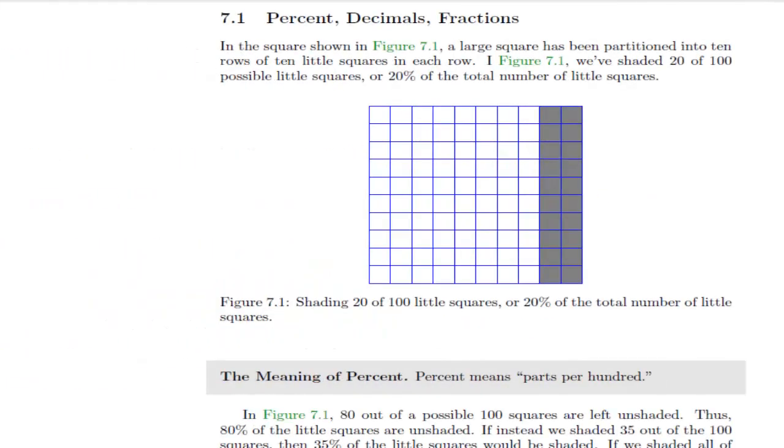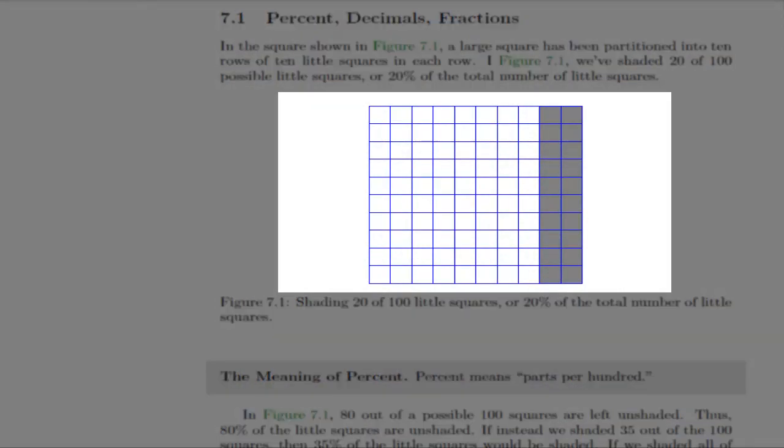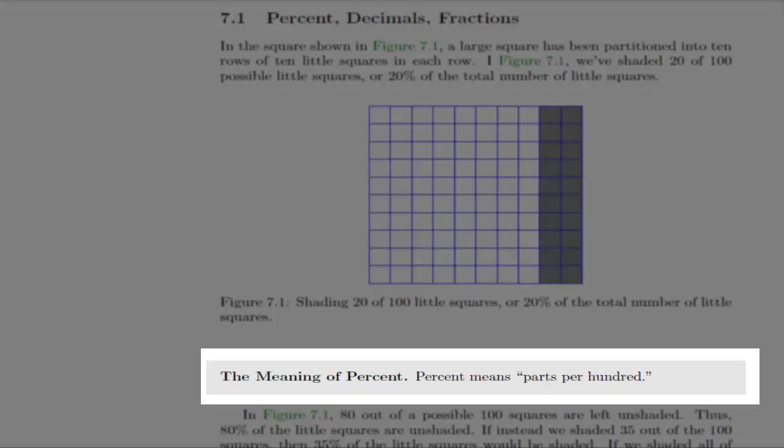In the square shown in Figure 7.1, a large square has been partitioned into 10 rows of 10 little squares in each row. In Figure 7.1, we've shaded 20 of 100 possible little squares, or 20% of the total number of little squares. The meaning of percent. Percent means parts per hundred.